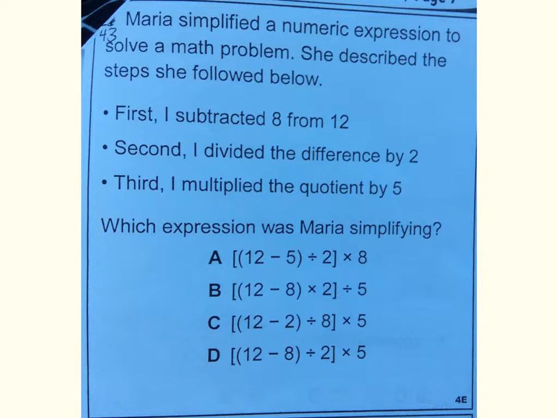Number 43. Mariah simplified a numeric expression to solve a math problem. She described the steps she followed below. First, I subtracted 8 from 12. Second, I divided the difference by 2. Third, I multiplied the quotient by 5.